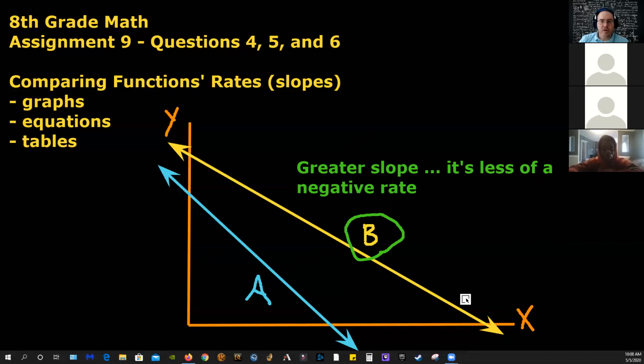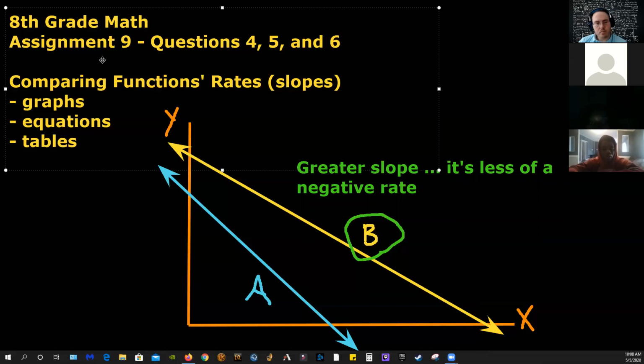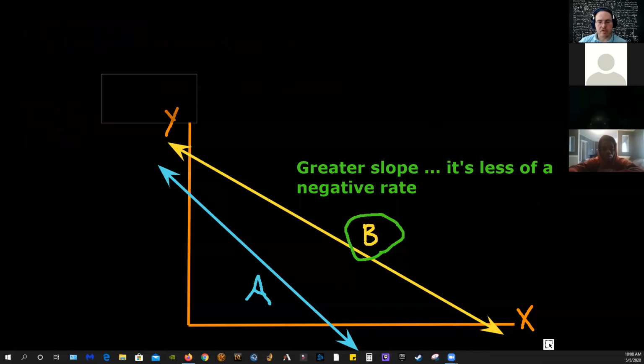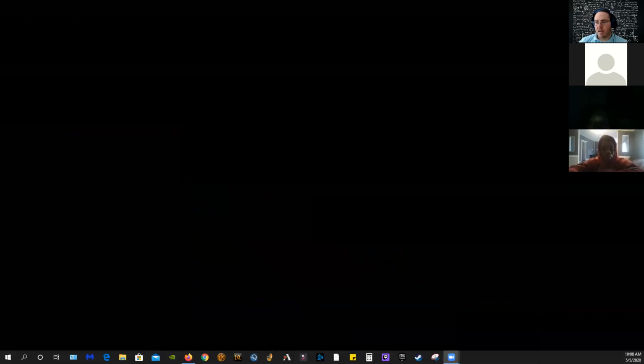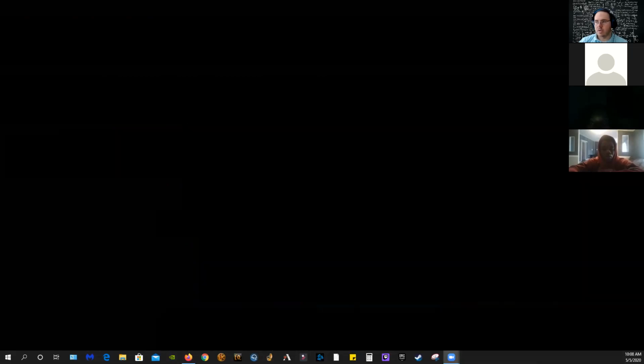And that's where we're going to start calculating slopes with graphs. And then we'll do equations, which is probably the easiest. And then we'll do tables, which is probably the hardest of all of it. So let's get cracking. At the end, we'll get to questions for assignment 9, and I'll help you guys with anything you want to know. Give me 1 second. I got to grab a file.